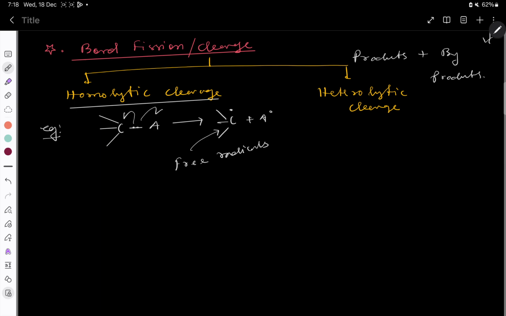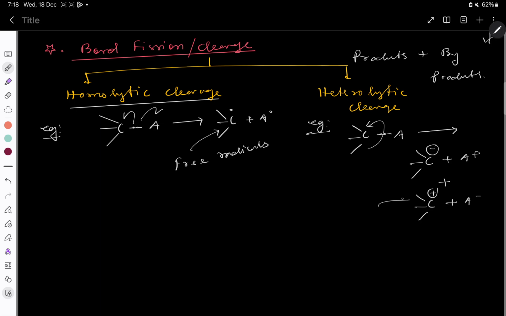And in case of heterolytic cleavage, if I take the same example, that is C-A, some reaction conditions will be there. I'm not going to discuss that now. Basically you have to know the meaning here. If the bond is cleaved in such a way that the shared pair of electrons is occupied by only one atom, it will form like this: C minus and A plus, or vice versa. Or you can say this is formed in this way also: it is plus, it is minus. So basically here a carbocation is formed. Carbocation means an electron-deficient one. You will get to know these things, don't worry.